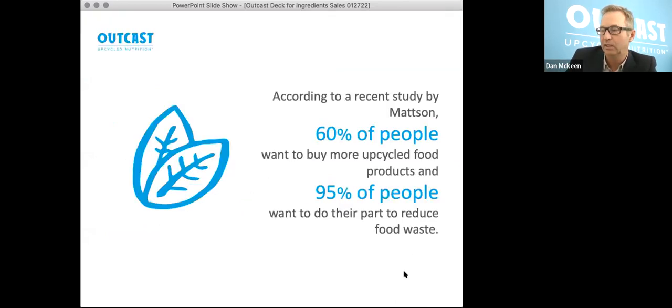There's good demand for upcycled food, and we're going to try to make upcycled food more of a household word that people use. 60% of people want to buy more upcycled food products, and 95% of people want to do their part to reduce food waste, which speaks to the macro demand of the public wanting to make things better and reduce food waste. So that's the space that we're playing in.